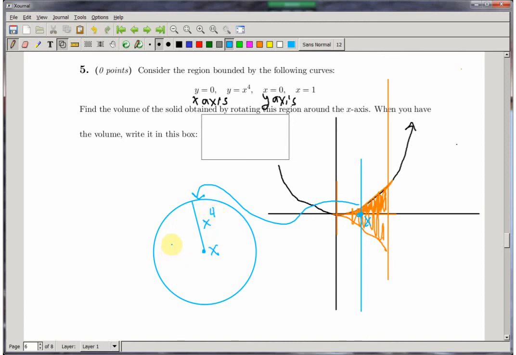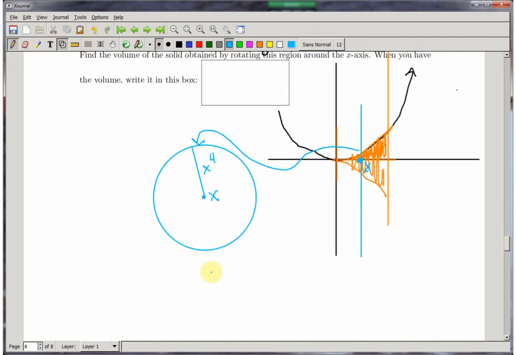Okay, and so what is the area of this kind of abstract little circle? It's just pi r squared. The radius, as you can see, is x to the fourth. So it's pi times x to the fourth, squared. Okay, this is the area of a slice. And this, of course, is the same thing as pi times x to the 8.